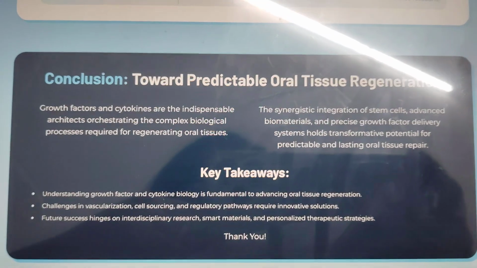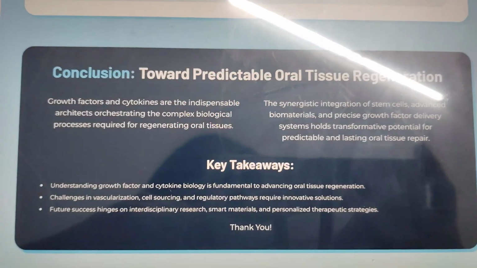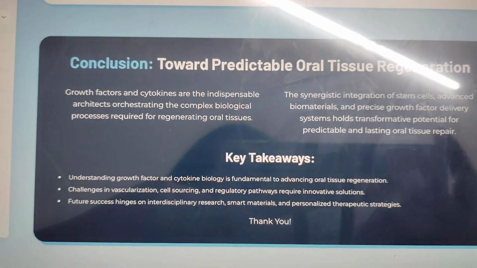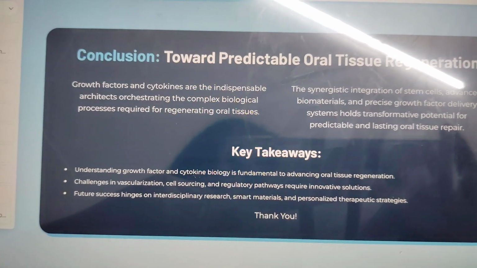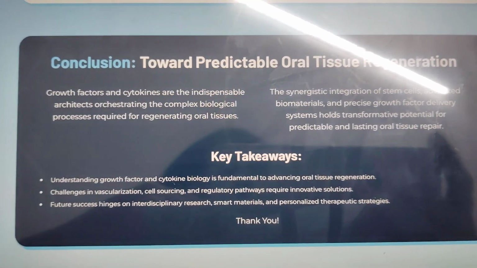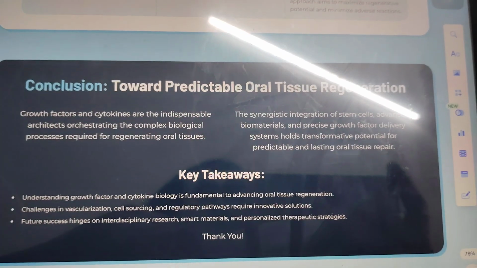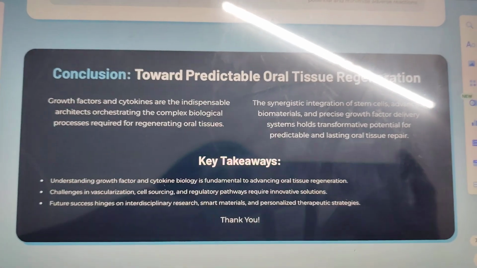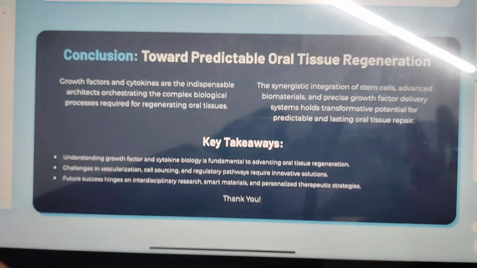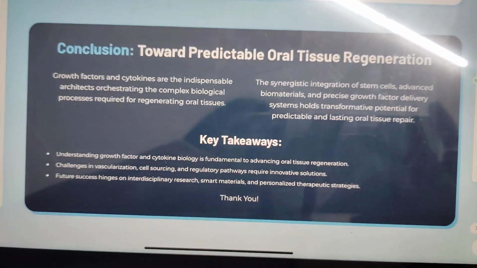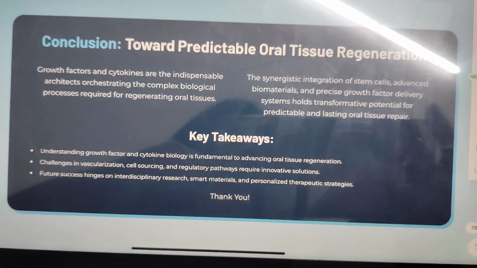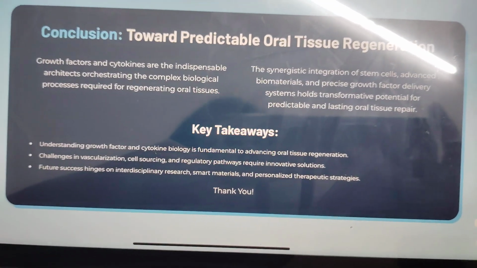Conclusion: toward predictable oral tissue regeneration. Growth factors and cytokines are indispensable architects orchestrating the complex biological processes required for regenerating the oral tissues. The synergistic integration of stem cells, biomaterials, and precise growth factor delivery systems holds transformative potential for predictable and lasting oral tissue repair.